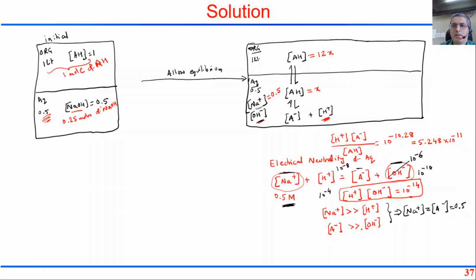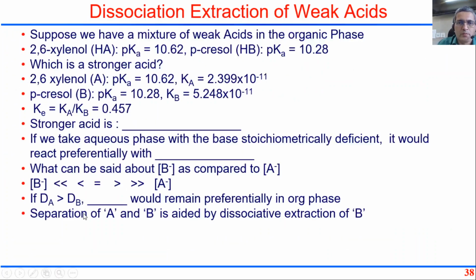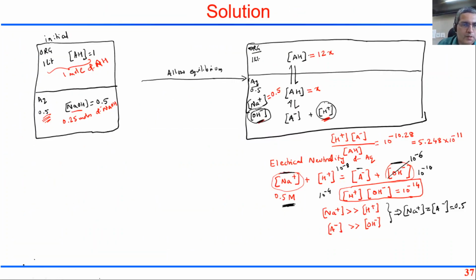Okay. If that is the case, now I can write things in a more simplified manner. I don't have to worry about this H plus ion anymore. I don't have to worry about this OH minus ion anymore because they are very small in amount. I can simply say that this A minus would be 0.5 molar.